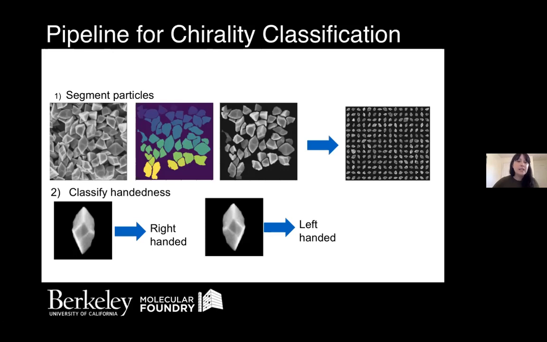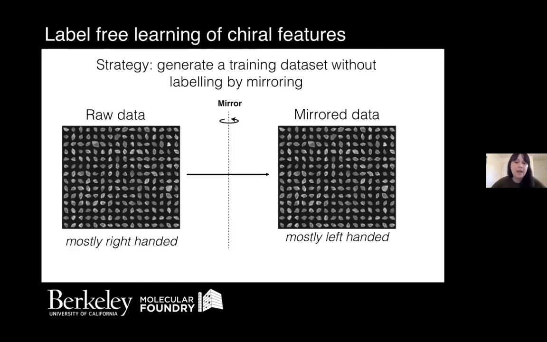And so one idea that we had in analyzing this data, because we were in the situation where we had much more data than we can label by hand, was: what if we could generate a data set without actually labeling, and take advantage of the special property of chirality that these nanoparticles have? If we have raw data that we know is mostly right-handed just from initial inspection during the experiment, and we mirror it, then we've automatically created two populations, one that is right-handed dominant and one that is left-handed dominant.